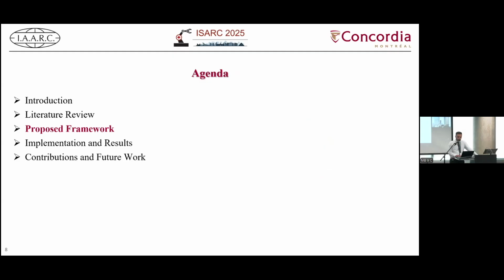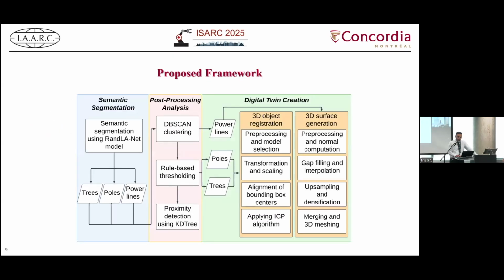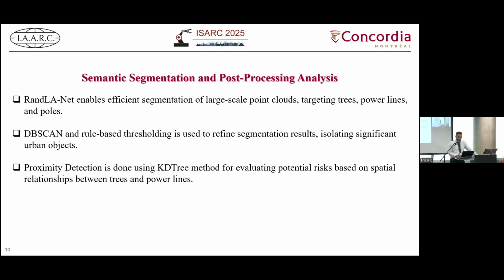Let's move to proposed framework. The proposed framework has three main parts: semantic segmentation, post-processing analysis, and digital twin creation, which I will explain each one separately in following slides.